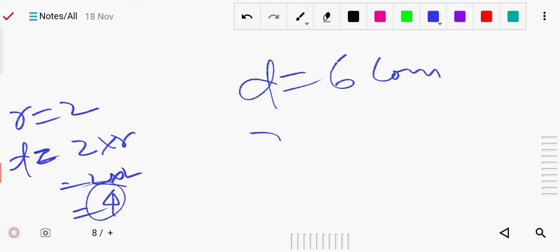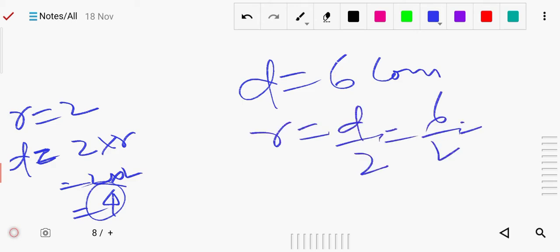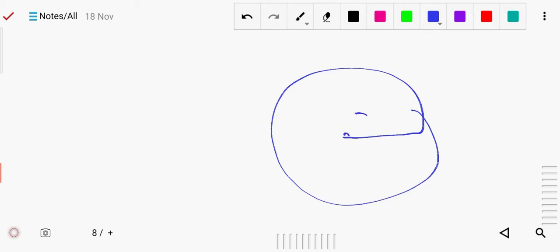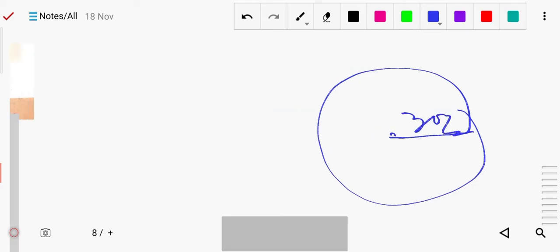It means you have to take the radius. So radius equals d by 2. So 6 by 2, which means you have to take the radius 3 centimeters. So when you draw the circle, its radius should be 3 centimeters. Then after that you can measure and compare.